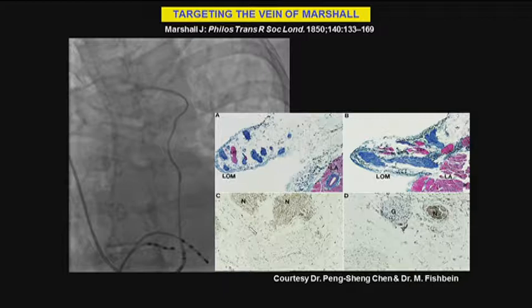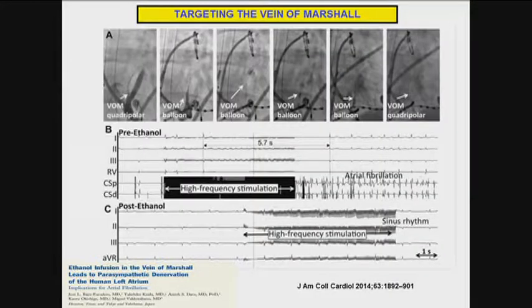You see how if you selectively inject the vein of Marshall, it connects all the way to the subclavian. So this is a tiny little left SVC if you look at it, right? And this is a slide from Dr. Valderrabano's paper. So sometimes if you do non-selective injection, the vein may come up to here, but then they're able to thread the wire quite a distance up. And this is the high frequency stim.